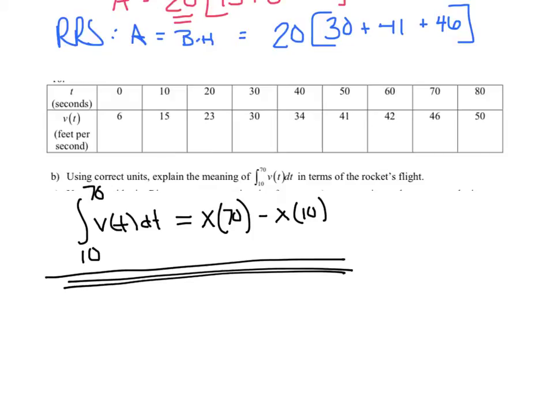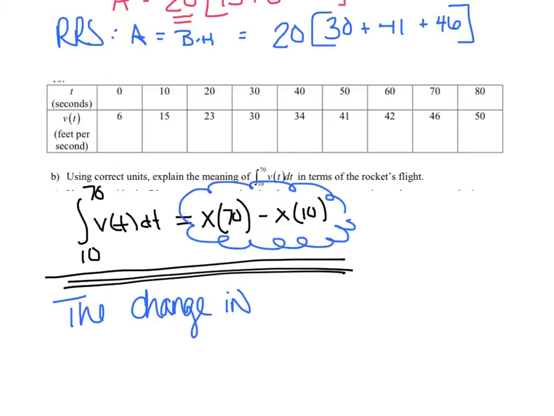Now we'll write a simple sentence. So this integral represents the change in, now just who is your change in? Change means subtraction. Who is your difference in? The change is in position. Again, change is what you're subtracting. It's the change in position, or what you get when you integrate velocity.